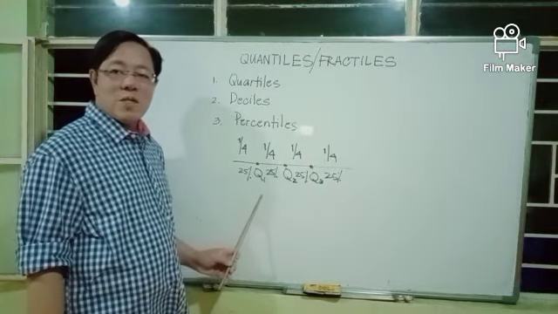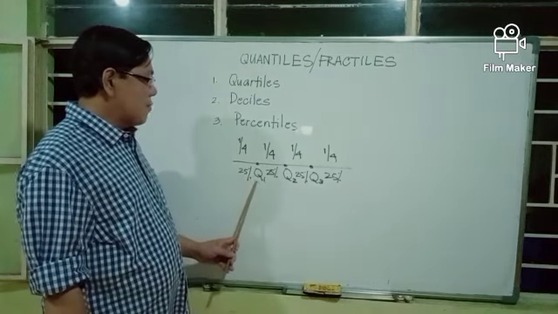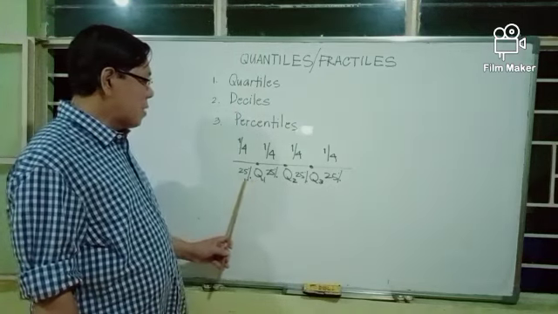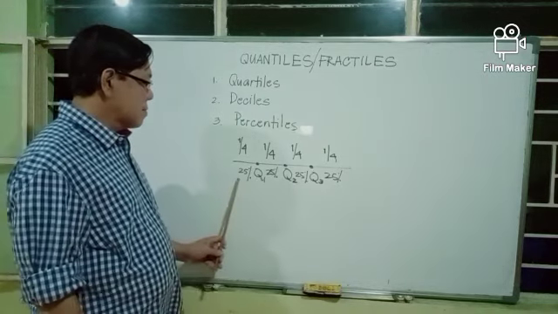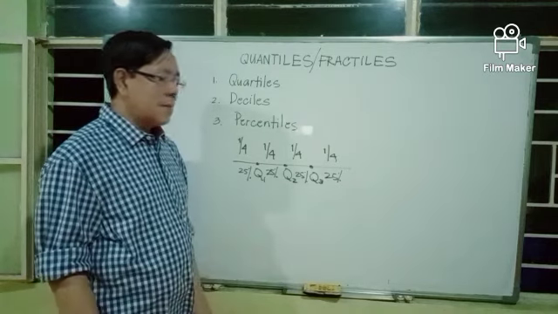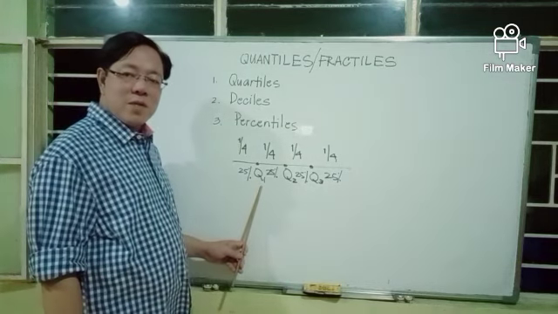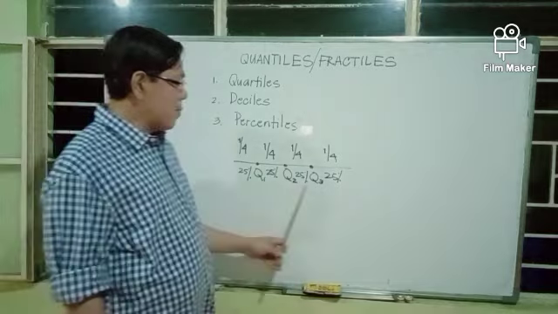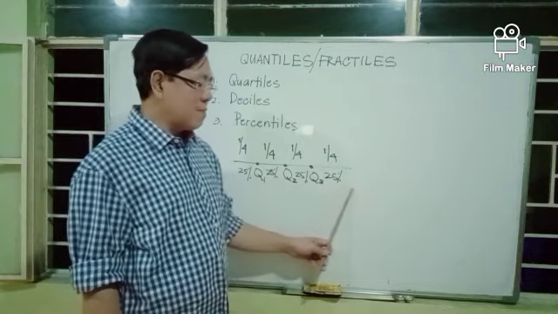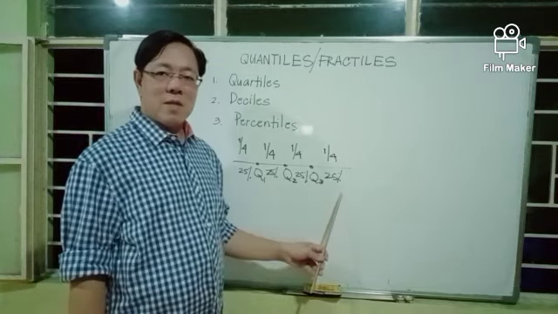Now, with reference to the first quartile, we say that 25% of the measurements from the set of measurements are below the first quartile. The measurements are arranged in ascending order. And with reference to the first quartile, we say that 75% of the set of data or set of measurements are above the first quartile. 75% is 25 plus 25 plus 25%.